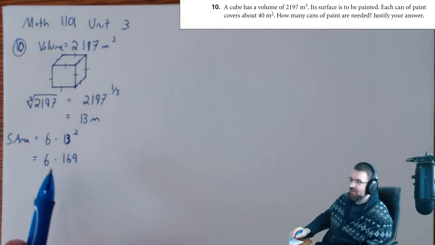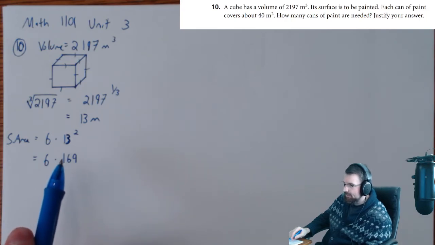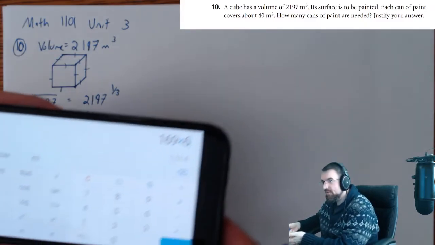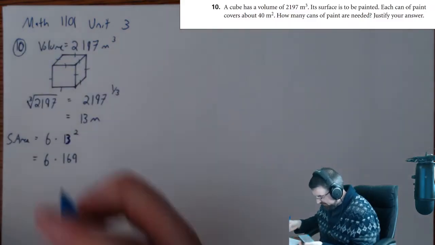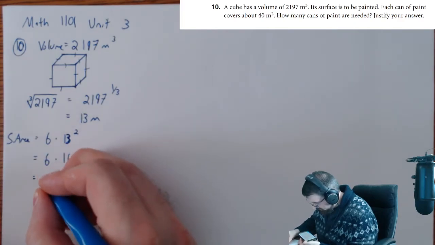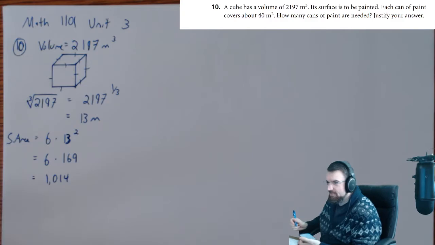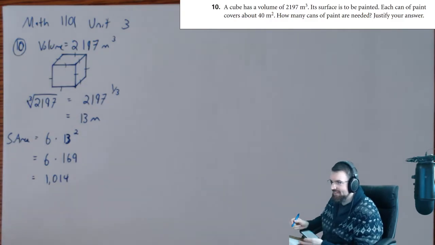But it's going to be 420 minus 6. So that's going to be 414 plus 600. So it should be 1,014. Yes, look at that. We did it. 1,014.